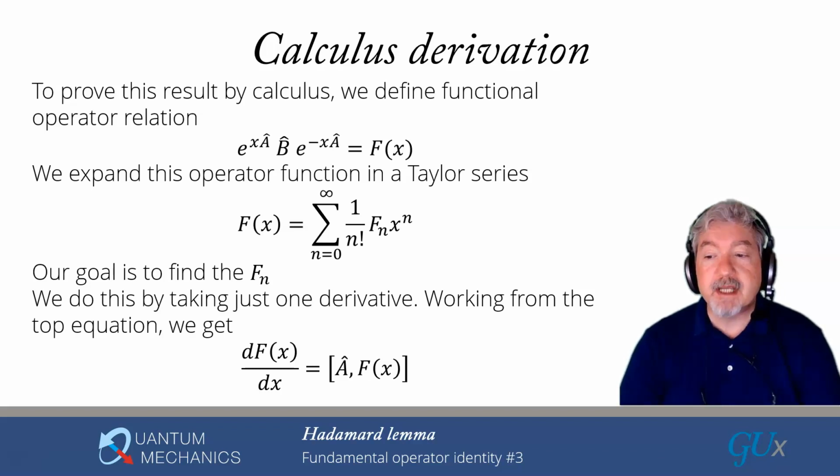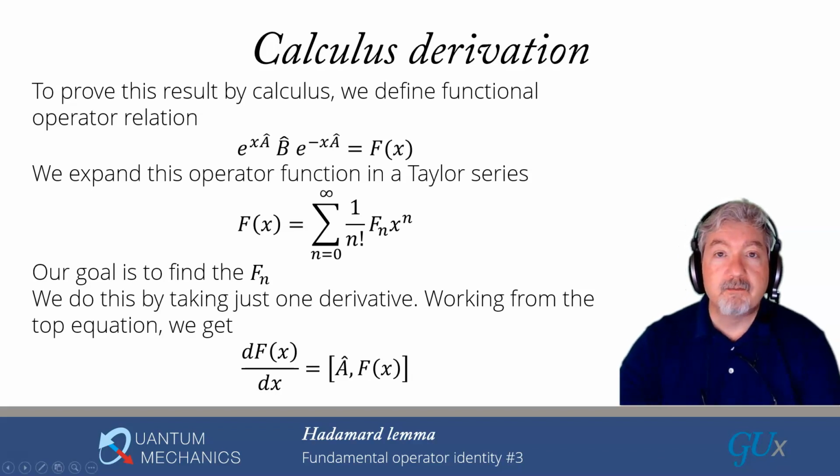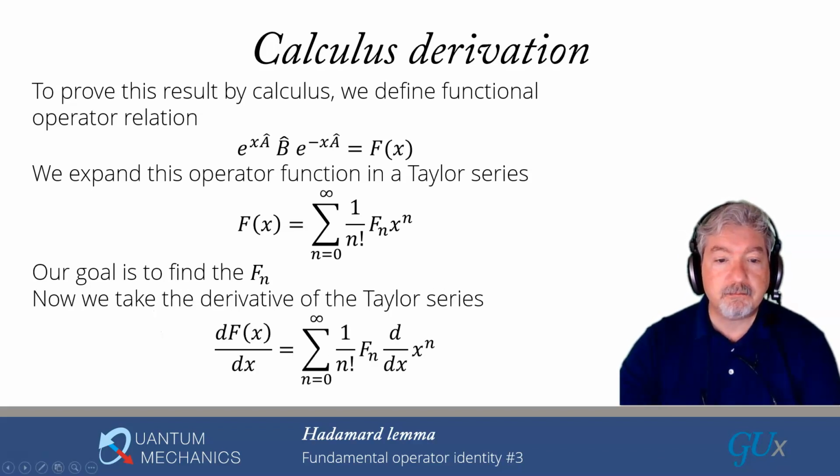Now I also want to take the derivative one other way, and how do I do that? I take it from the form from the Taylor series. So now we take that Taylor series, we take the derivative. That requires me just to take the derivative of x to the n. That's going to give me an n times x to the n minus 1.